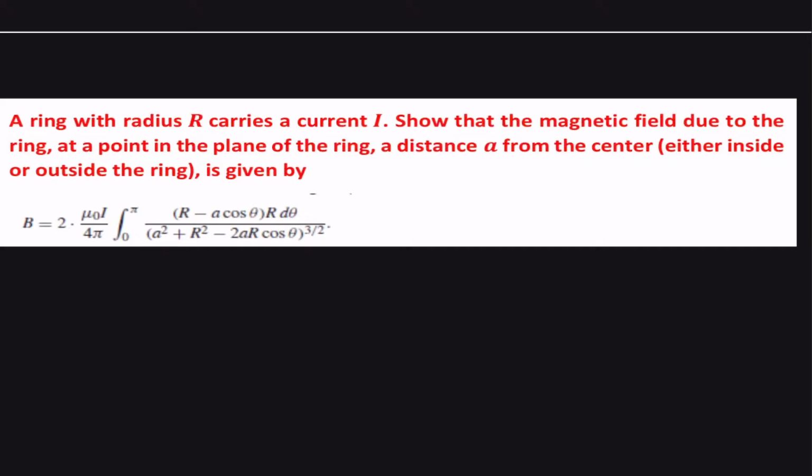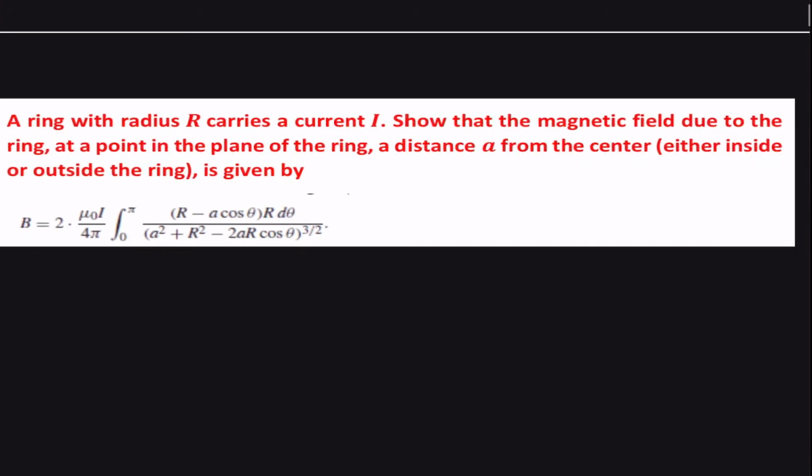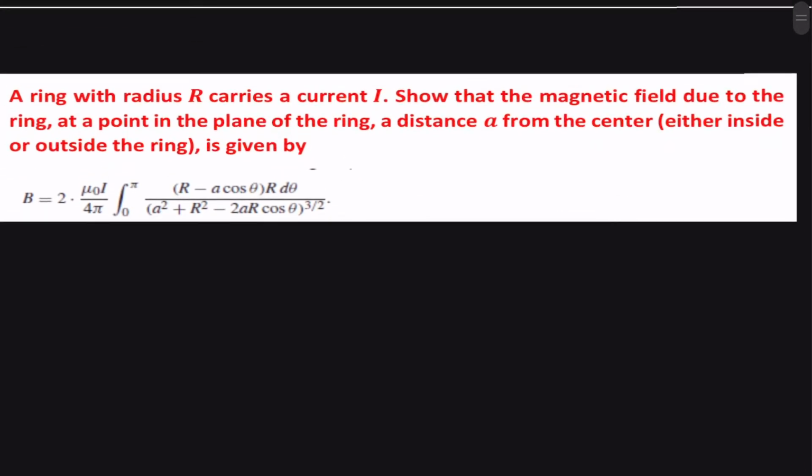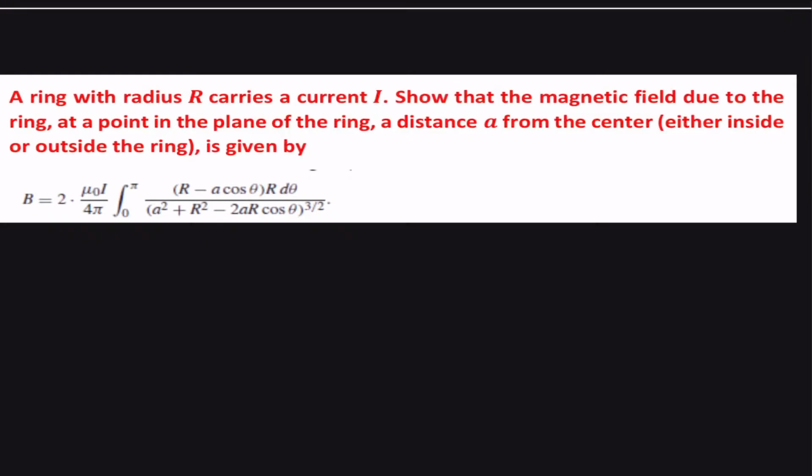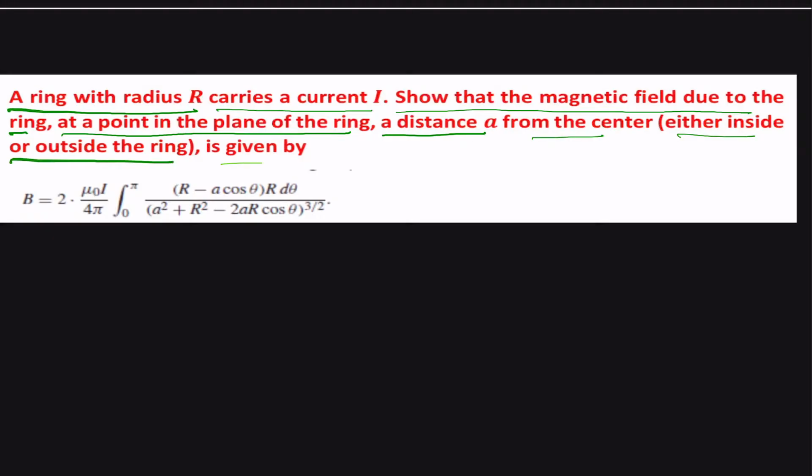So we are going to solve four questions, and these four questions are from the chapter magnetic fields. In the first question, it states that a ring with the radius r carries a current I. Show that the magnetic field due to the ring at a point in the plane of the ring, a distance a from the center, either inside or outside the ring, is given by. So we would find out basically the magnetic field because of the ring in the plane of the ring, okay? And the distance from the center is given as a.